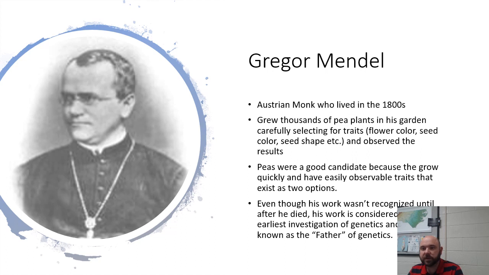What he did was, and perhaps it was a bit of serendipity that he chose to use pea plants, but he grew thousands of pea plants over many, many years. And while he was doing so, he selected them specifically for different traits. He looked at the color of the flowers on the plants. He looked at the color of the seeds the plants produced. He looked at the shape and size of the seed. Some were wrinkly and some were smooth. He looked at the size of the plant.